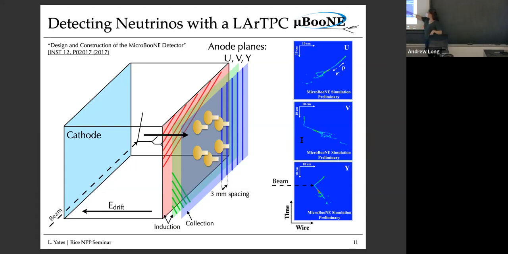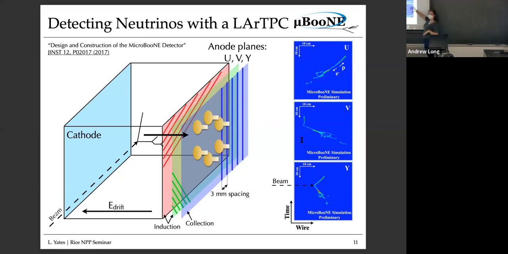So that image looks like this. Each of these columns in the image represents a wire in the detector. Each row represents a time at which some of the ionization charge arrived at the wire plane. And then the colors of these pixels represent the amount of charge. So this blue background color is no charge. The light blue is a little bit of charge, and then the brighter colors are more charge.